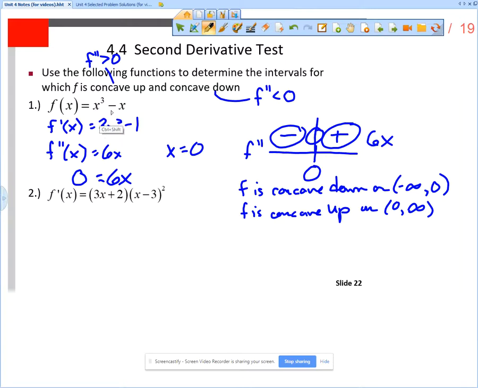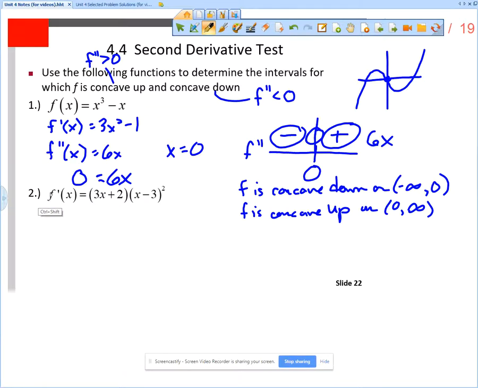Okay. Now, just to make sure we understand, f of x is x cubed minus x. If I were to graph x cubed minus x, it actually looks like this. Okay, so notice it's concave down over here from negative infinity to 0 and concave up from 0 to positive infinity. All right, so that is a little bit about concavity.